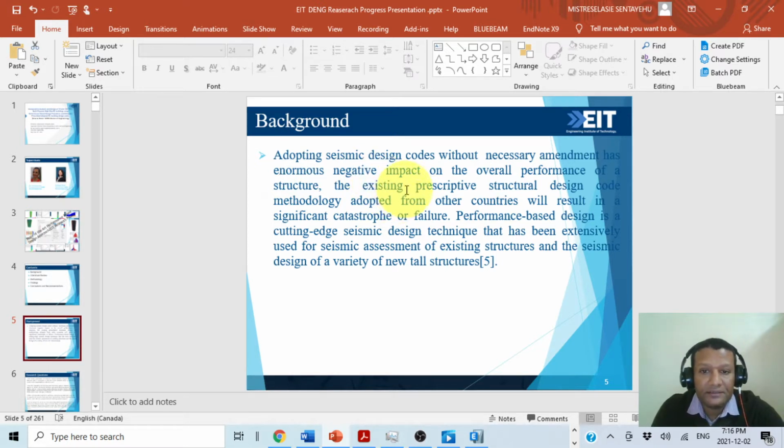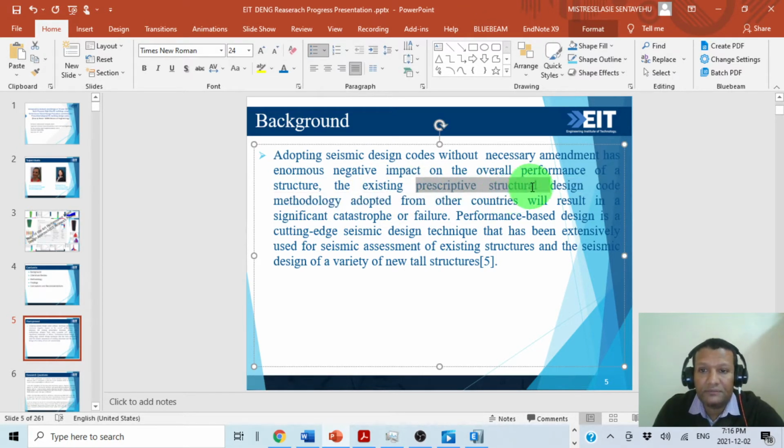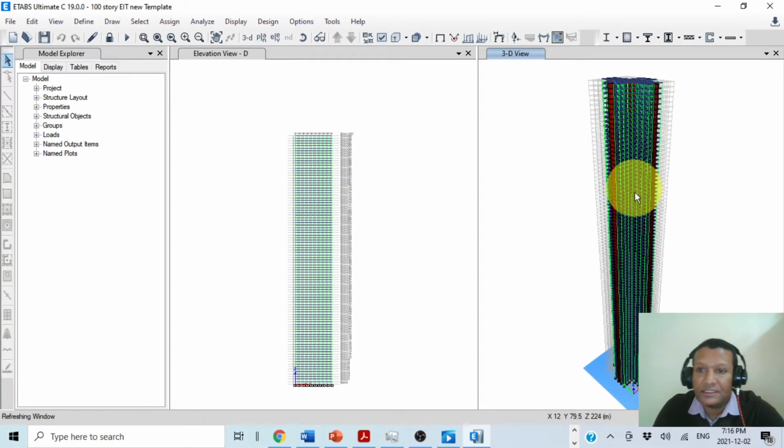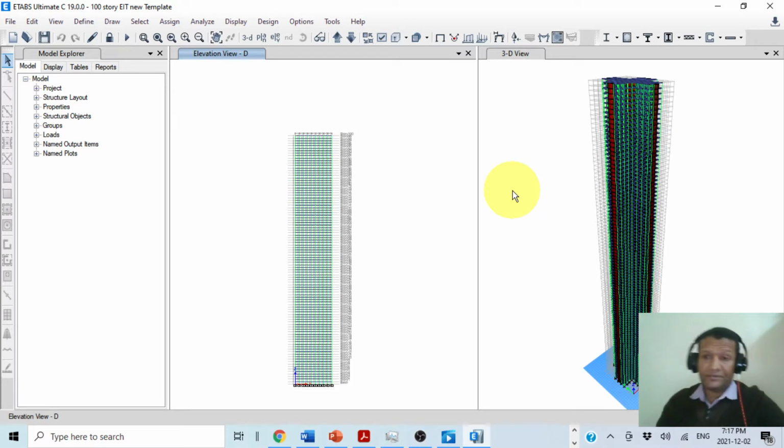The second thing is, these prescribed codes use only linear analysis, linear static analysis. So this also doesn't consider the nonlinearity of the structure. So in our case, I will show you, this is the linear model. These 100-story and 44-story buildings are linear models. For pushover analysis and nonlinear time history analysis, we are going to change these models into nonlinear by the fiber modeling method.